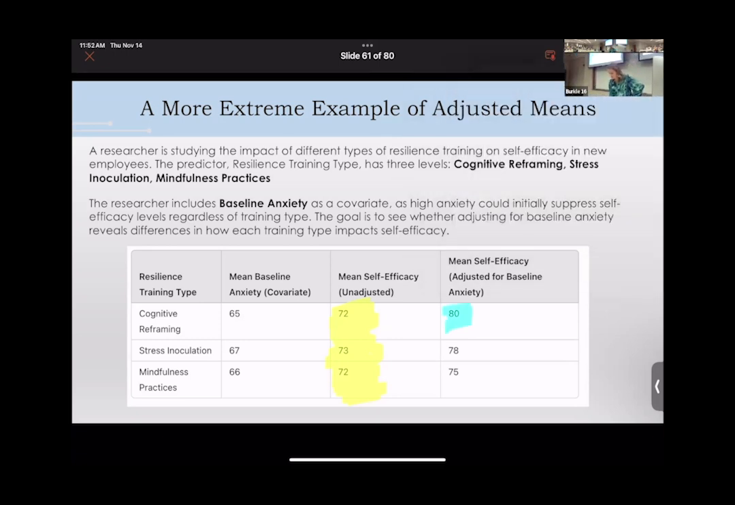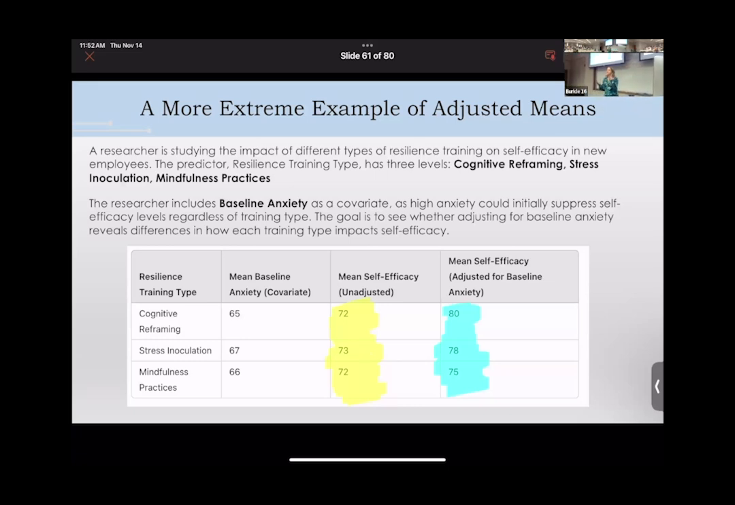But now look at the results when we adjust for our covariate. Now what might you conclude? Well, at least you conclude mindfulness probably doesn't work. Maybe, potentially. Finally proved the other way. I'm still singing its praises.